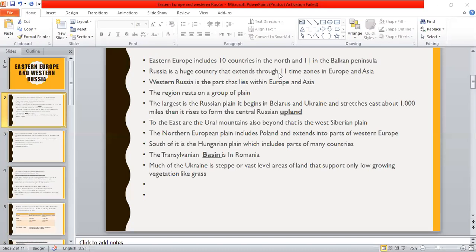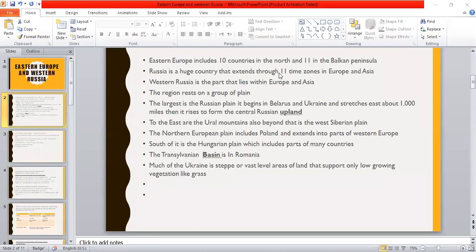Now, let's talk about the other landforms of this region. South of the Russian plain are the Greater and the Lesser Caucasus Mountains. So we have two mountain chains. These two mountain chains extend from the northwest to the southeast, with a valley between them. So what are the two mountain chains? We have the Greater and the Lesser Caucasus Mountains, which have a valley between them.